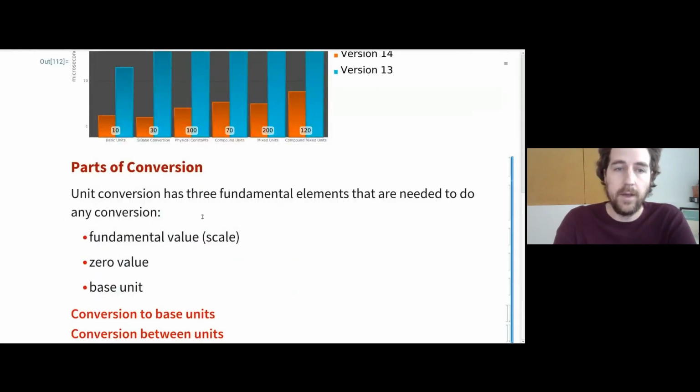So basically, how conversion works is we need to know 3 things. We need to know the fundamental value or the scale the unit uses, what its zero value is, and what its base unit is.